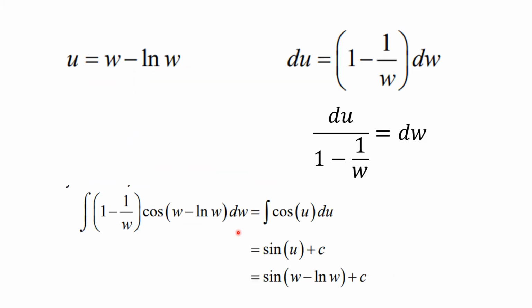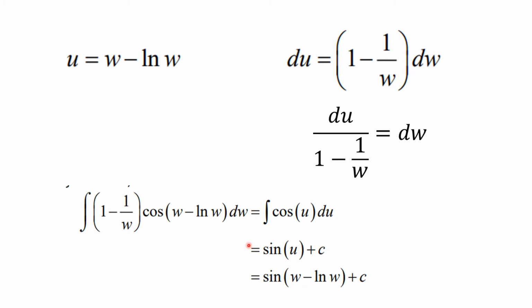Let's work through these. Here was the problem that we're trying to do down here. We're going to let u equal w minus ln of w. If that is what u is, then du is going to be the derivative of w, which is 1, and the derivative of the ln of w, which is 1 over w, so du is equal to 1 minus 1 over w, and then that is dw. If I solve for dw again, I get du over 1 minus 1 over w.